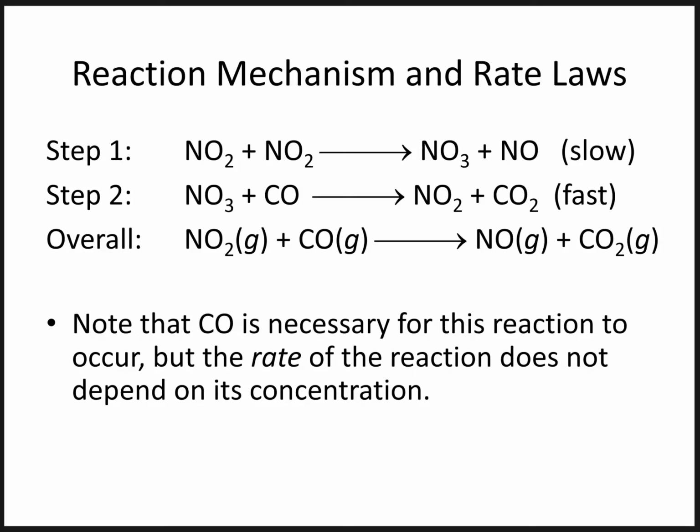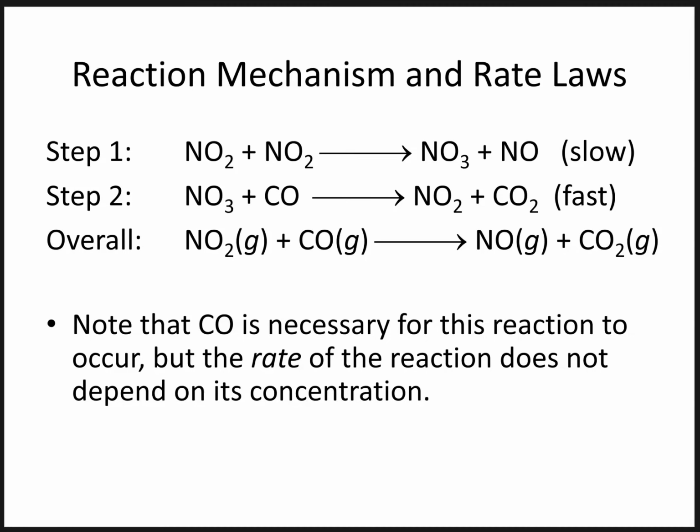So when we look at this mechanism, we'll note that even though carbon monoxide is a reactant in the overall reaction, we find that nitrogen dioxide is the only molecule that controls the rate of this reaction. It's also worth noting that nitrogen trioxide is created in the first step of the reaction as a product, but we see in step 2 nitrogen trioxide is a reactant and it doesn't appear in the overall reaction. Such molecules, which are created and destroyed during the course of the reaction, are known as intermediates.